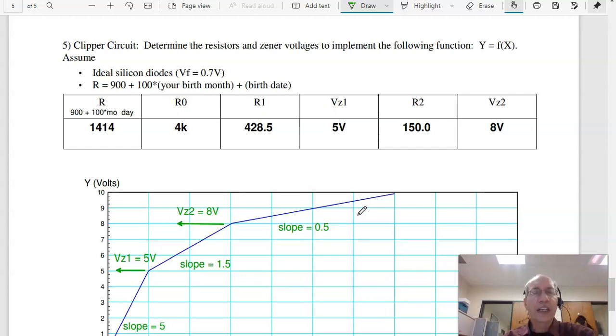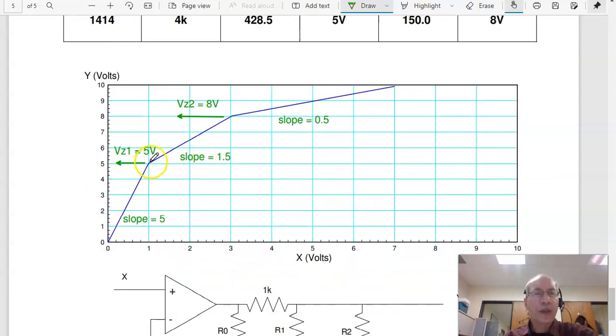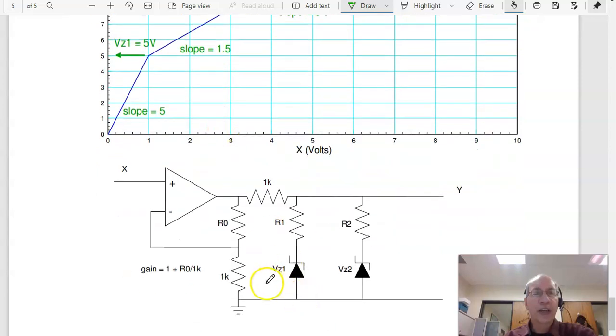Problem 5 is design a clipper circuit. Initially the slope is 5, drops to 1.5, drops to 0.5. The first zener turns on at 5 volts, second turns on at 8 volts. So right away, this is a 5 volt zener. This is an 8 volt zener.